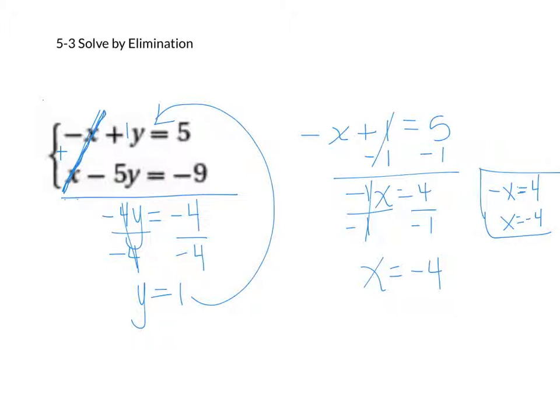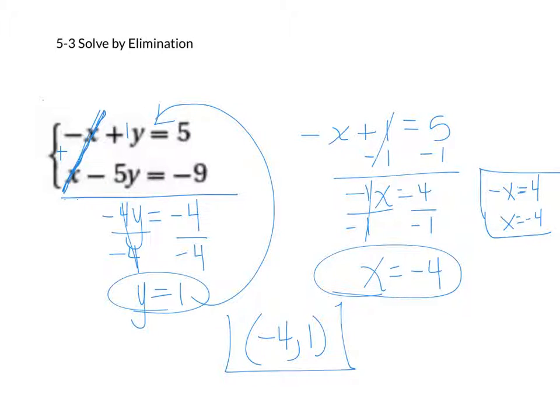Okay, so I got y is 1, x is negative 4, but with the system of equations, remember when we learned graphing, they intersect at one point, so I actually need to make this an ordered pair. That's my final solution to this system of equations. It will intersect at negative 4, 1.